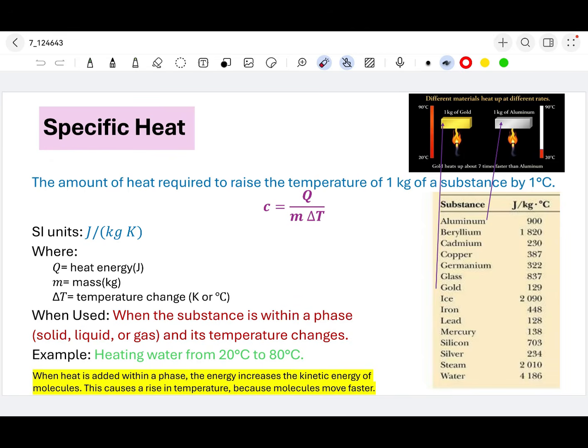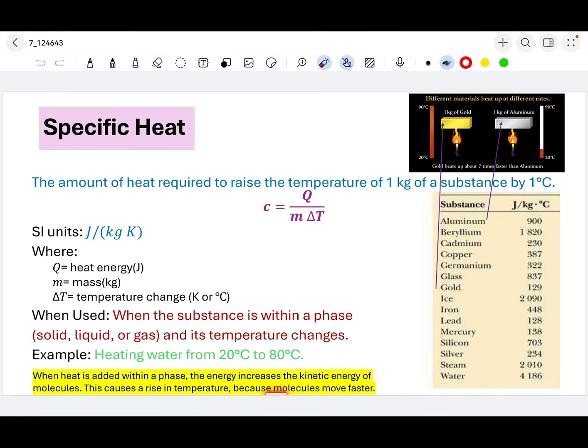This is in a phase, then only use the specific heat concept. Okay, so here in this, if the heat energy is supplied, it is used to rise the temperature of the substance. That's it. Okay, for example, heat is given to a water which is at 20 degree, so that heat energy is used to rise the temperature within the same liquid state of the water. Okay, so when heat is added within a phase, the energy increases the kinetic energy of the molecules. The increase in the kinetic energy is nothing but the rise in the temperature. That's it.